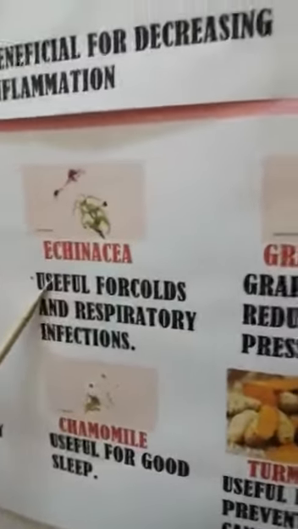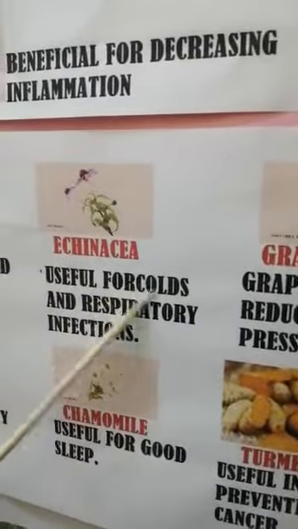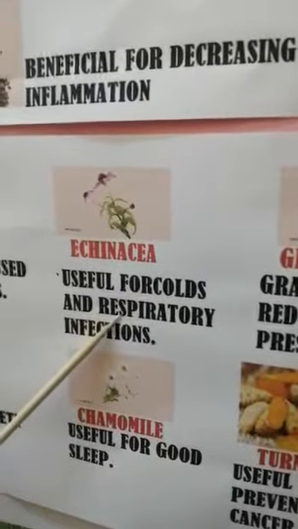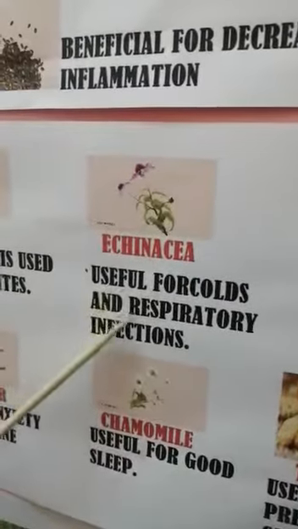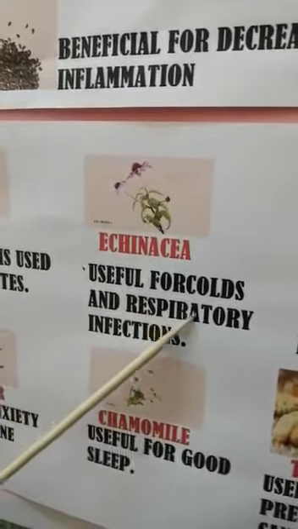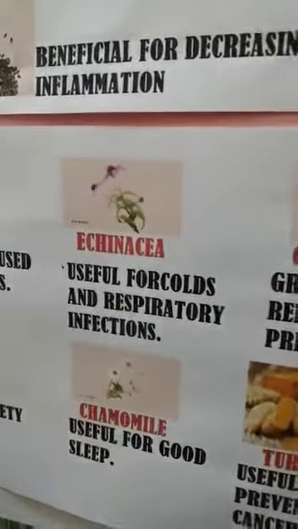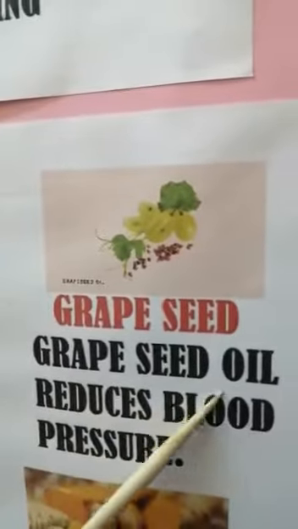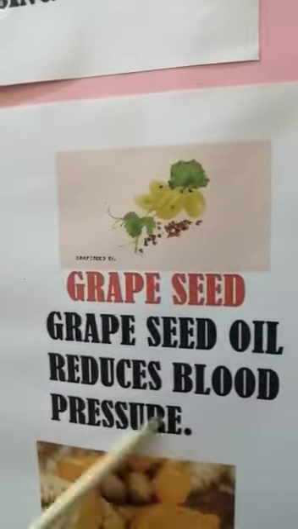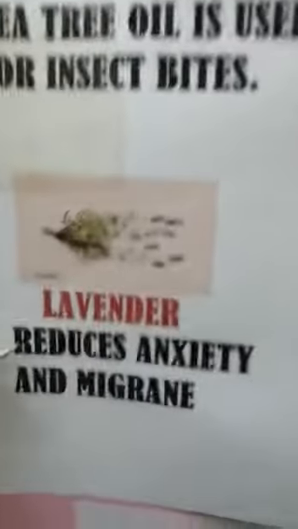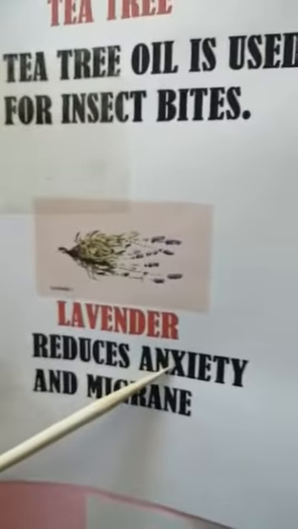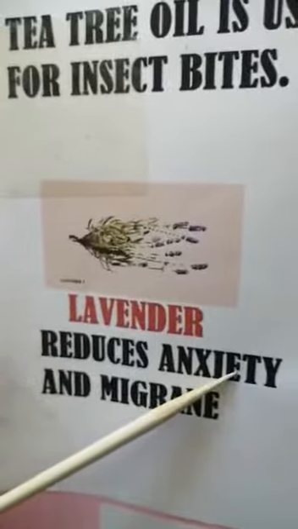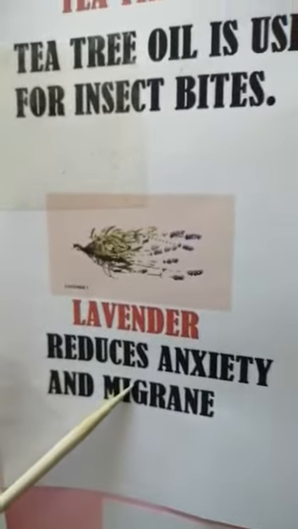Echinacea is useful for colds and respiratory infections. Grape seed oil reduces blood pressure. Lavender reduces anxiety and migraine.